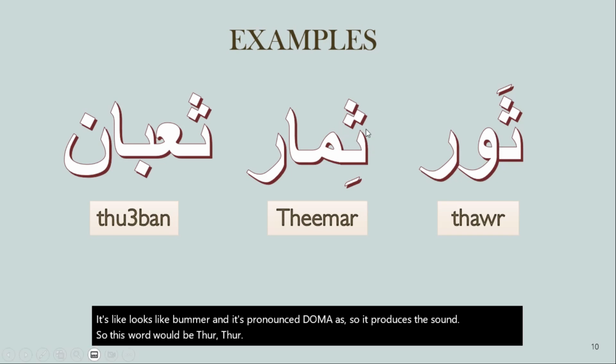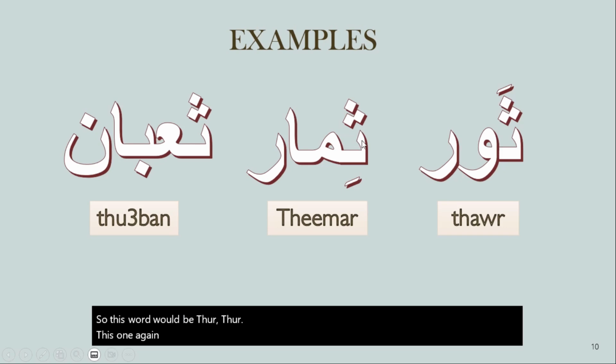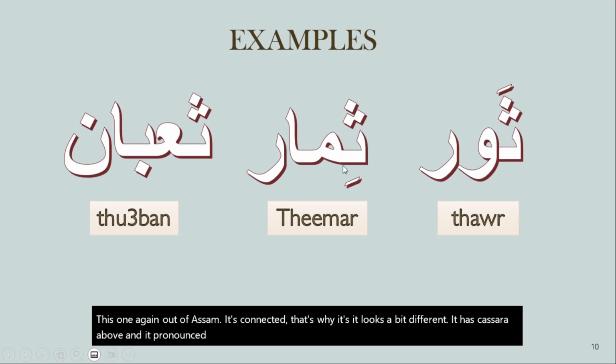This one, again, harf al-tha. It's connected, that's why it looks a bit different. It has kasra, and it's pronounced like thi. This word is thimar.